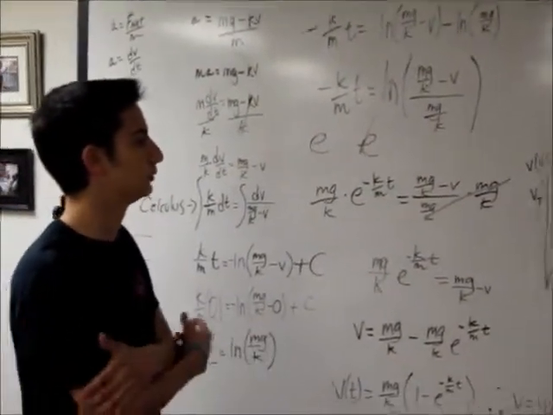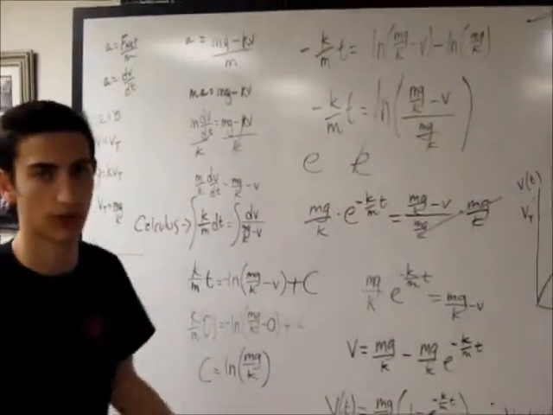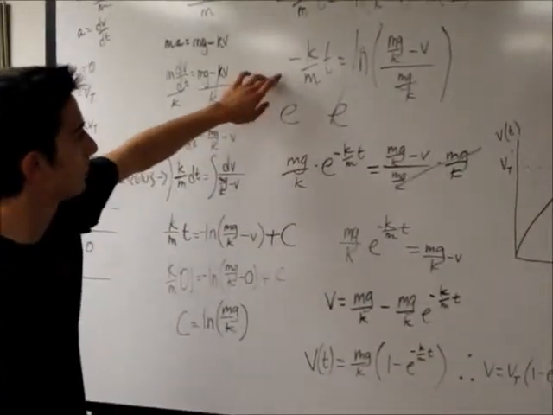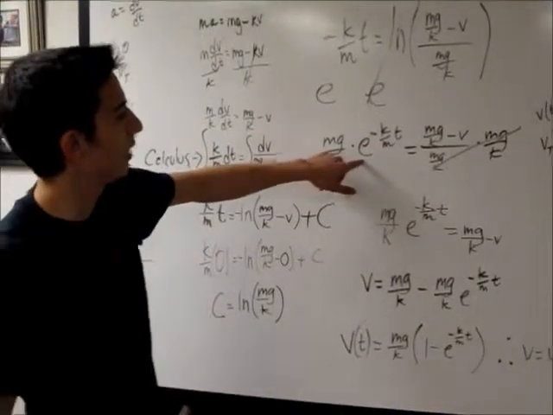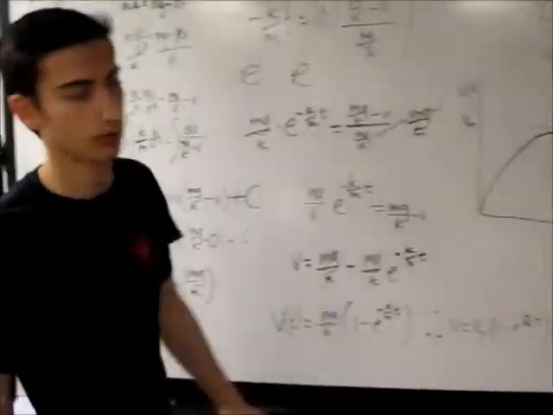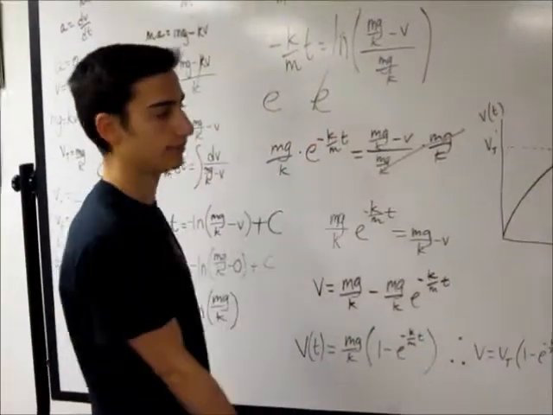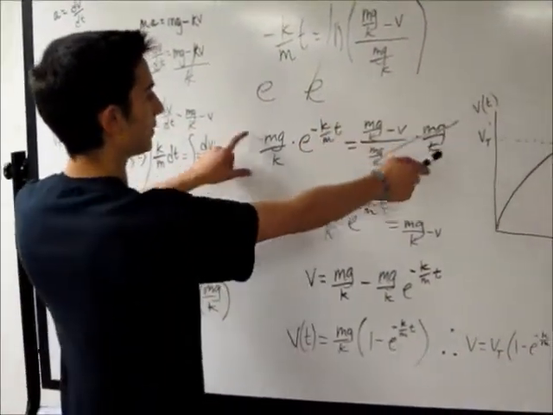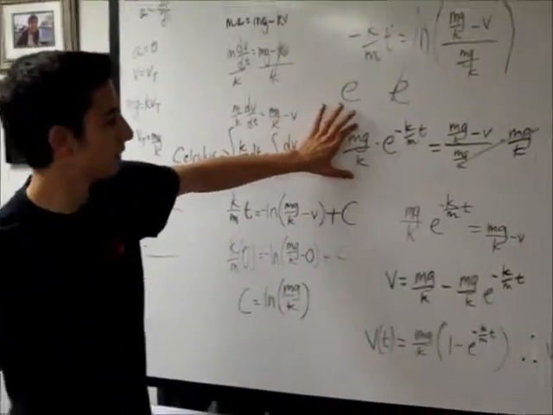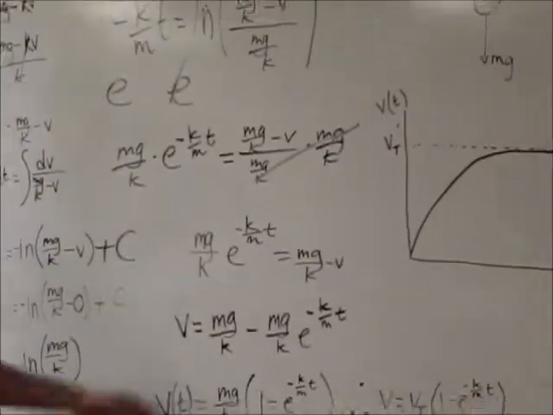So now, to get this into a nicer equation, we want to eliminate this ln, this natural log. So we're just going to raise both sides by e. So this side goes to e to the negative k over m times t. This side, just the natural log goes away. So now this side is left with mg over k minus v over mg over k. We're going to multiply both sides so that we can get rid of this mg over k. Now we're left with this. Bam! Right here. This nice equation. And if we simplify even more, there it is again.